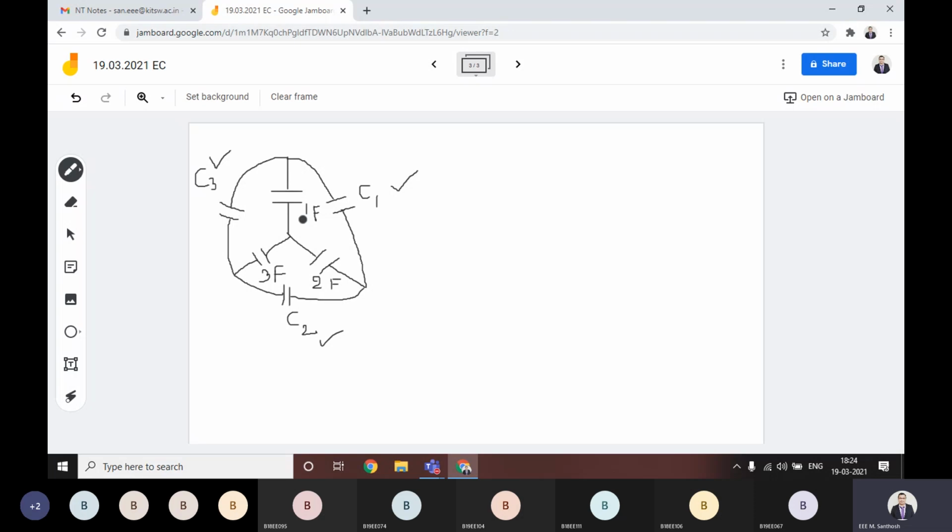It is a simple star to delta conversion. I hope you don't have any confusion at this stage. If you have anything, let me know. You are getting the same value. And it's okay.